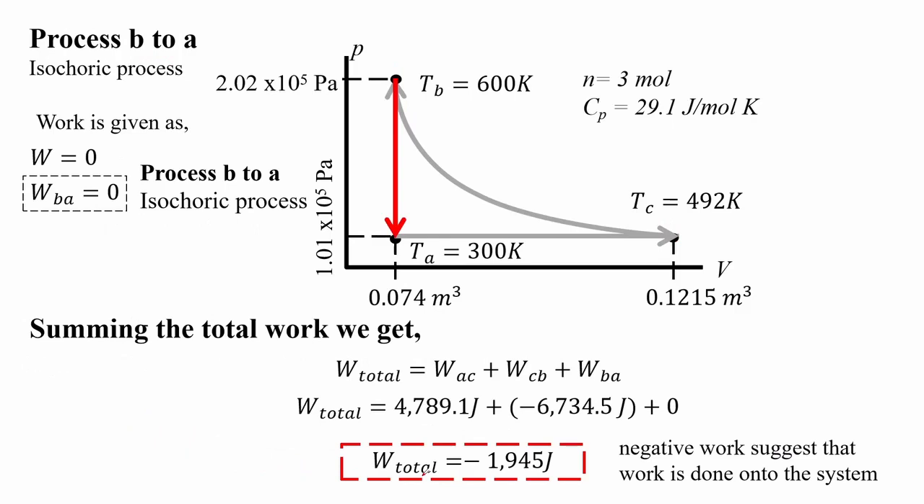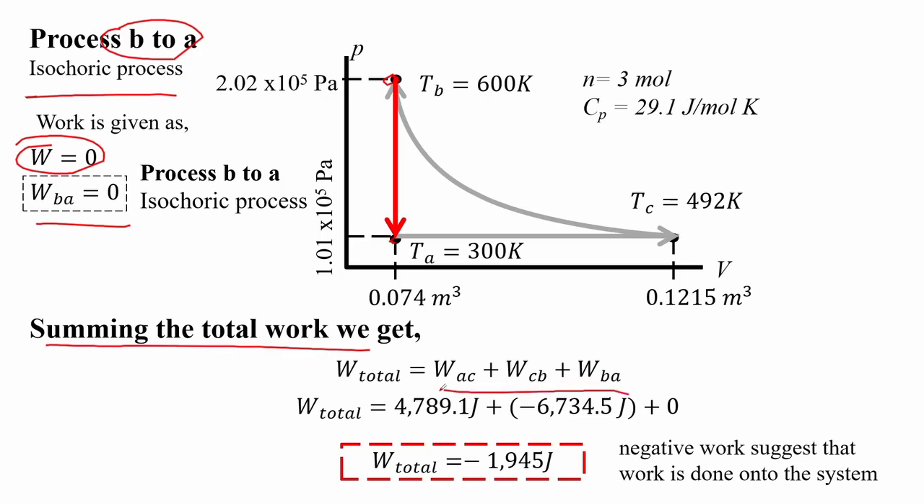The next process of the cycle is an isochoric process for the B to A path. We recall that for an isochoric process there is no change in volume, so there is no work done, so work B to A is equal to 0. The work done by the cycle A, B and C is equal to -845 Joules. Negative work suggests that work is done onto the system according to the sign convention.